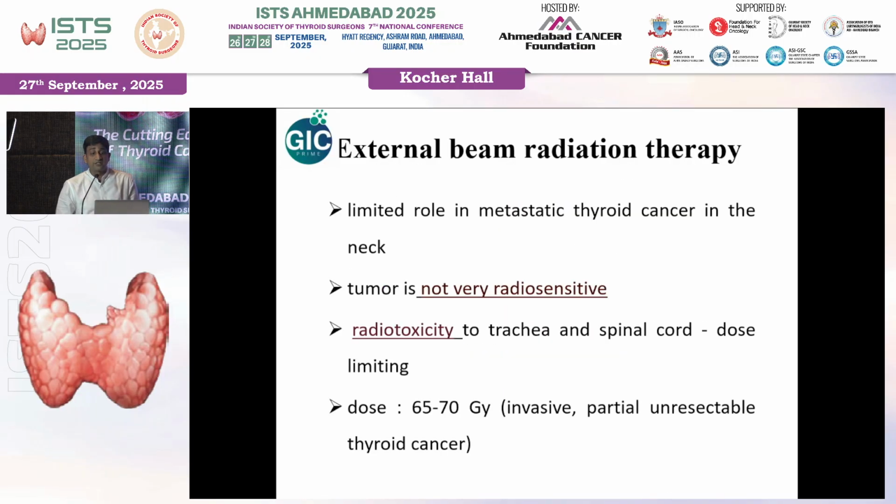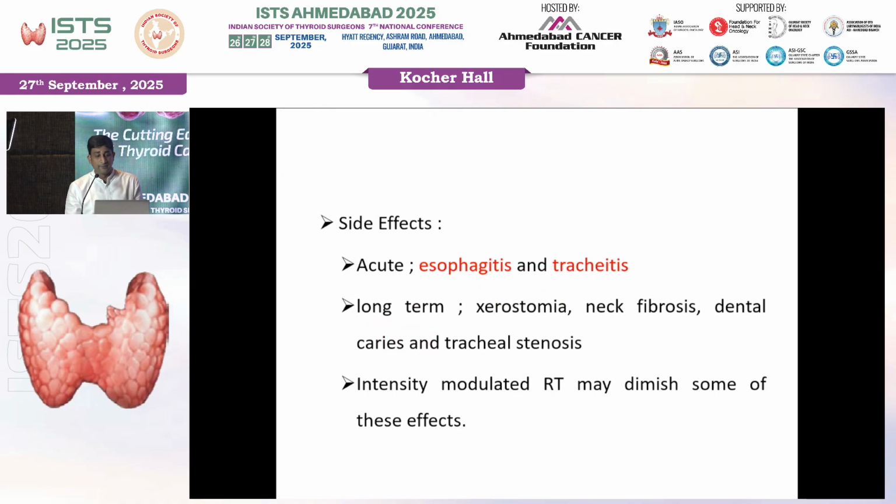The other one is external beam radiotherapy. It has a limited role in metastatic thyroid cancer because the tumor is not very radiosensitive and it is radiotoxic to the trachea and spinal cord. The dose mostly given is 65 to 70 gray. The side effects are esophagitis and tracheitis after the radiation, and long-term side effects are neck fibrosis, dental caries, and tracheal stenosis. IMRT treatment has some benefit over external beam radiotherapy.